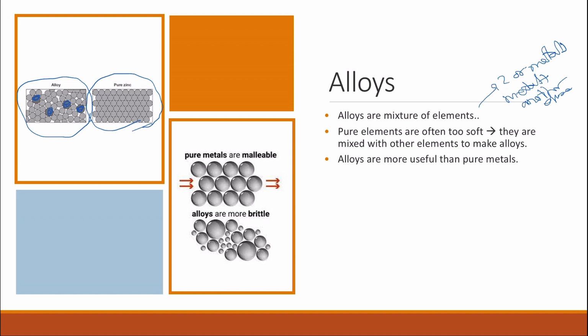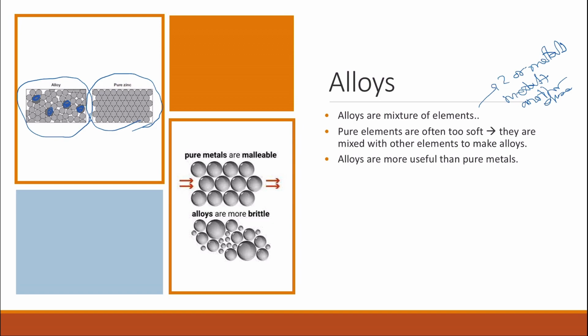The main reason for that is that different elements have different sizes. As you can see, the blue ones, which are the different element, have a different size than the pure element. When they are mixed together, the new elements with the different size distort the layers of the pure metal and make it more difficult for the layers to slide past each other. So this makes the alloy harder than the pure metal.